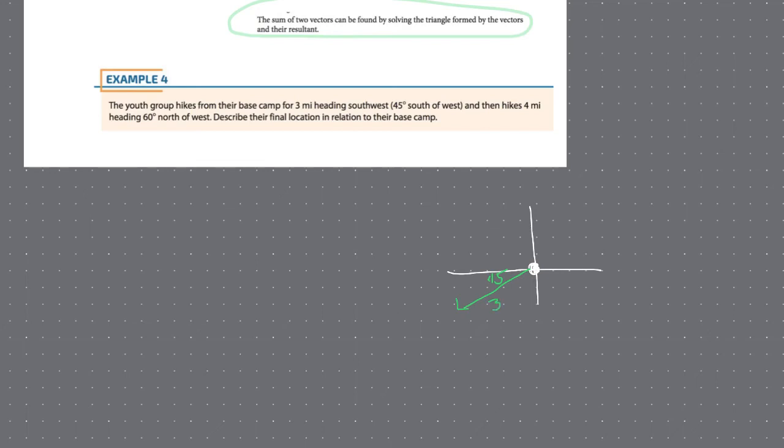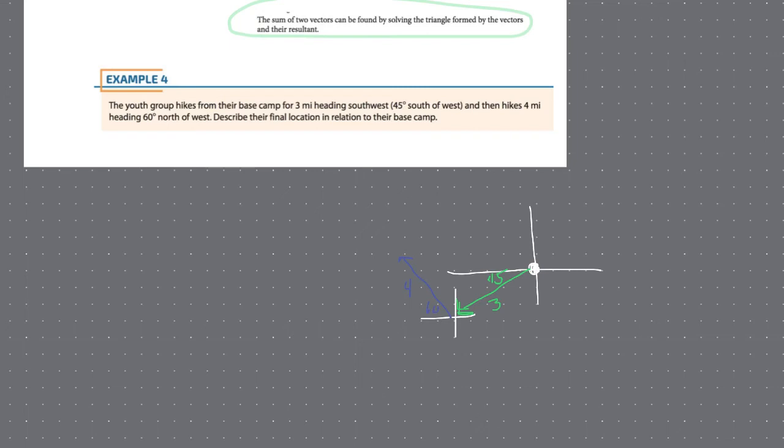Then if this is their new stop point, from this point they hike 60 degrees north of west for 4 miles. So they go 4 miles, 60 degrees north of west. So that little triangle right there is 60 degrees.